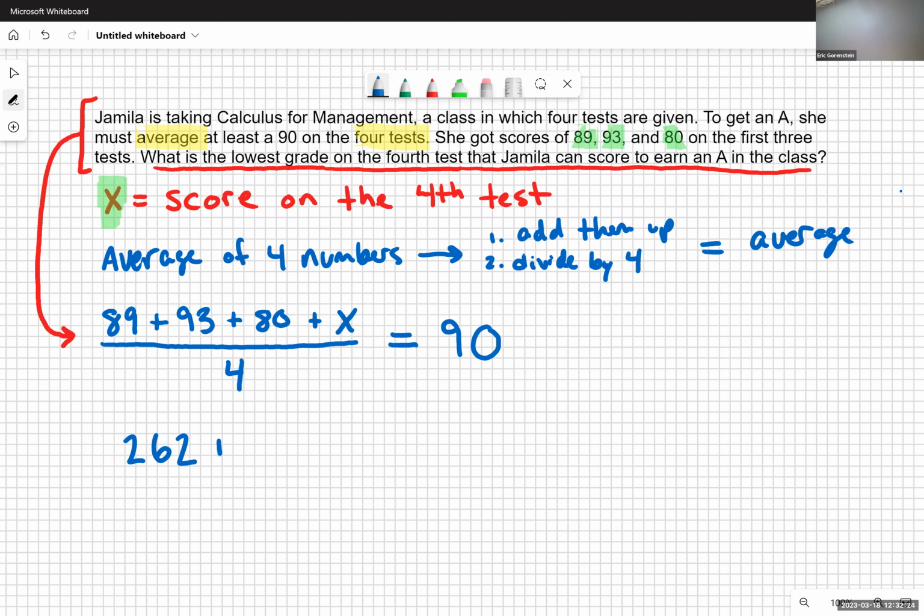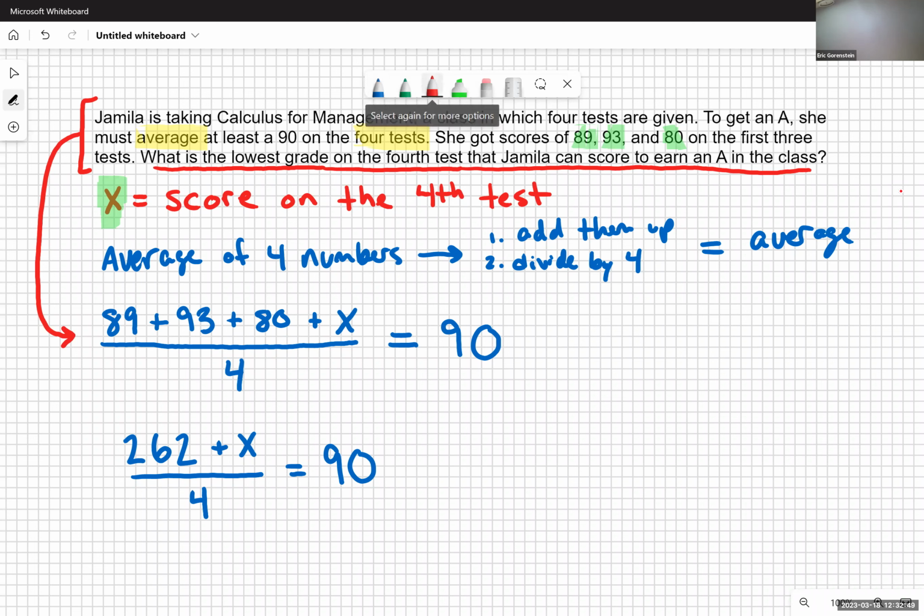There's still a plus x. Don't forget about that guy. Divided by 4 is equal to 90. We want to get x by itself. We want to isolate the variable. So we've got to get rid of the dividing by 4, and we've got to get rid of the adding 262. So we'll do the opposite of each one of those operations.